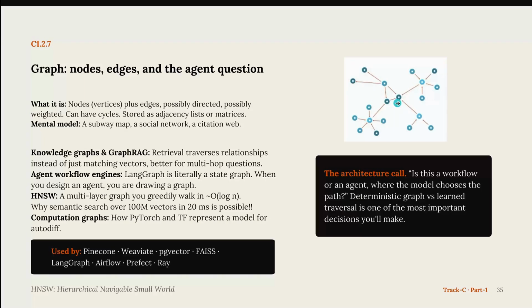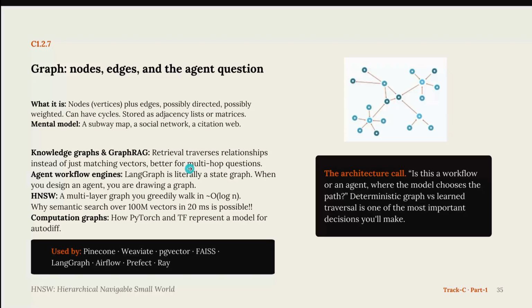Okay, it's stored as adjacency lists or matrices. That's how it's stored. And the mental model is a subway map, a social network, or a citation web, where one citation refers to another. There could be cyclic citations as well. Where are these used? These are used in knowledge graphs or graph RAGs. Very interestingly, like in the last slide we read, the best of the RAG applications are built on graphs. We are going to look at more of this in detail in the upcoming slides.